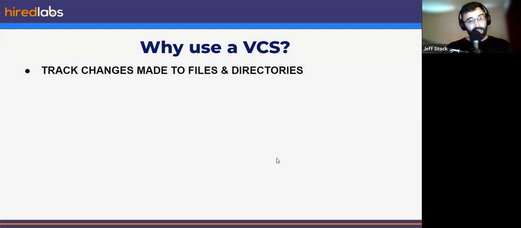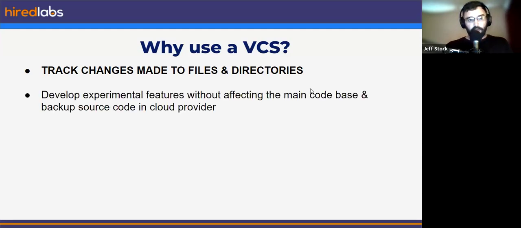So every time we make a change, these version control systems are going to keep track of that for us. And what that means is that it'll allow us to develop experimental features without affecting the main code base. And then you can also save these things up in some sort of cloud provider.